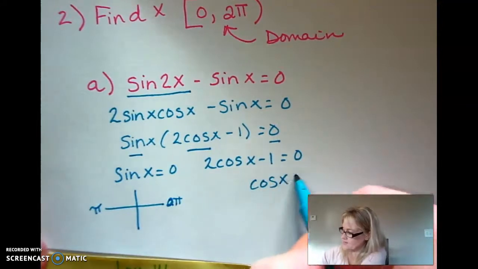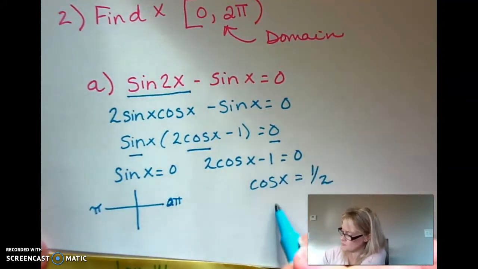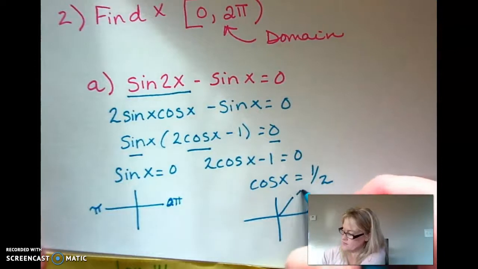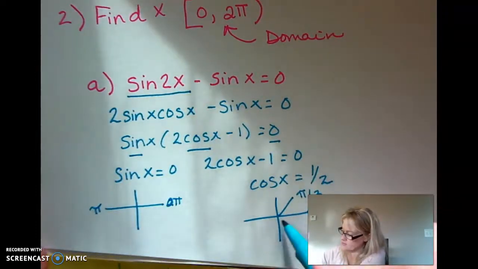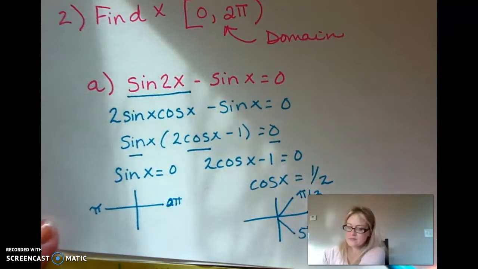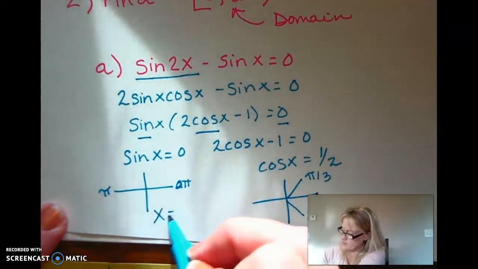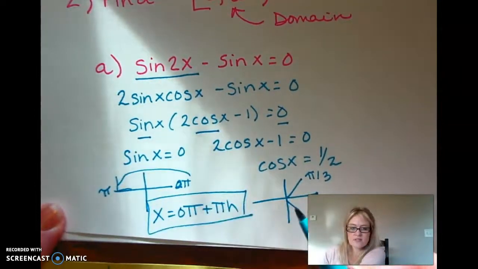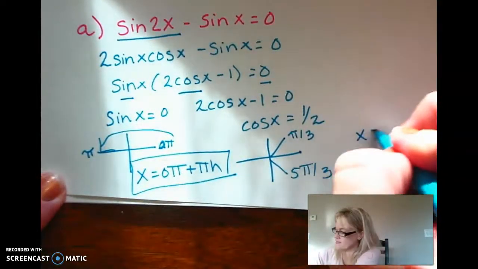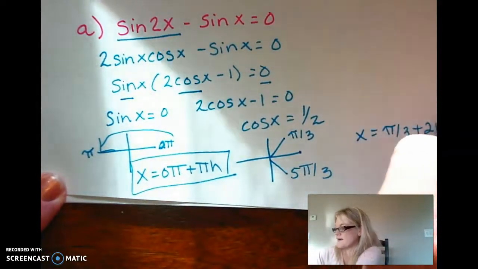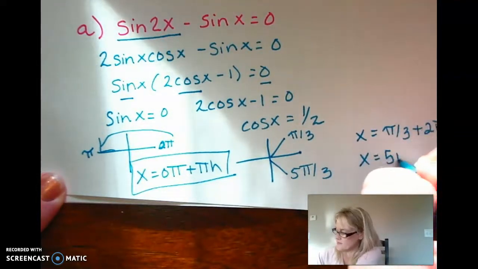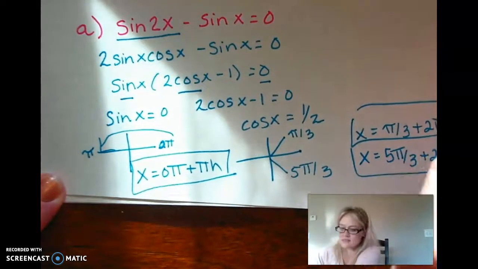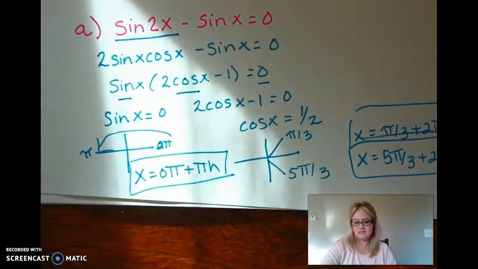Cosine, if I add 1 and divide both sides by 2, when is cosine equal to 1/2? Remember, cosine is your x value, so at pi over 3, and it is also at 5 pi over 3. So x equals 0 plus pi n, because they are diagonals on the unit circle or half a pi away. But here x equals 1/3 pi plus 2 pi n, and x equals 5 pi over 3 plus 2 pi n, because they are not directly across from each other on the unit circle.